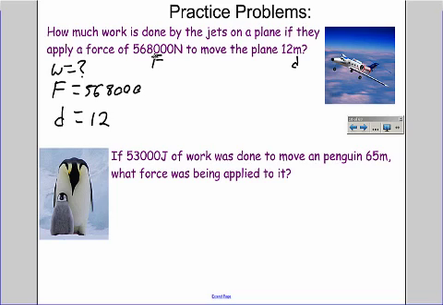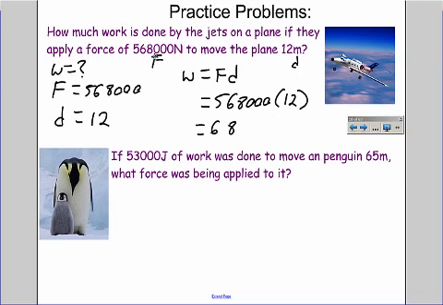So we're going to write down our formula to solve. Okay, work equals force times distance. We don't have to change anything. This will work just fine. So we're going to now substitute in what we have, our force and our distance. So 568,000, and I'm going to use brackets to show that we're multiplying, so times 12. This ends up to be 6,816,000.